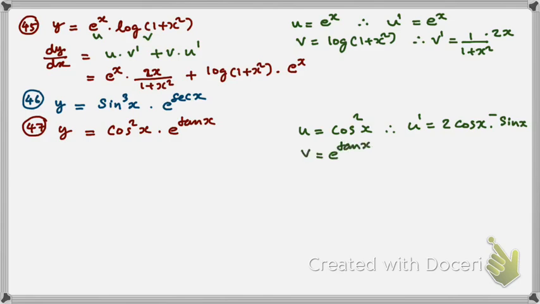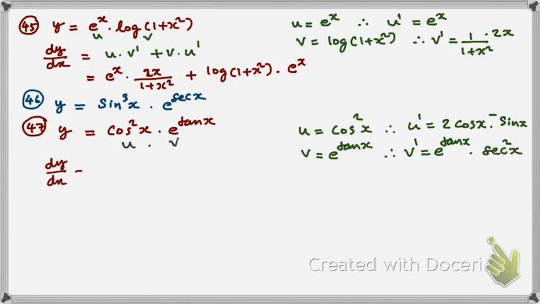Now I copy my v, which is e raised to tan x. E raised to x derivative is e raised to x itself. E raised to f of x would be e raised to f of x itself into f dash of x. So e raised to tan x derivative will be e raised to tan x itself into secant square x.